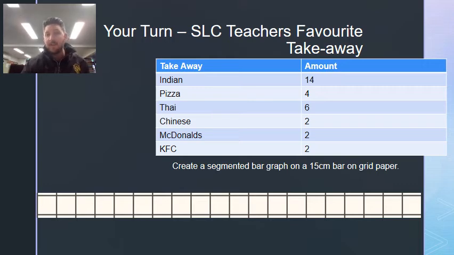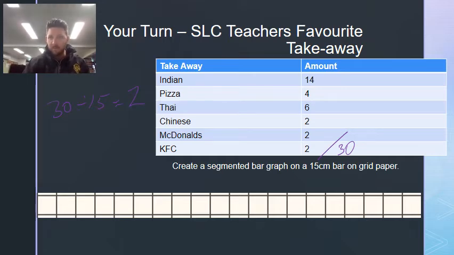Now, if I add those up, I need to find out the total to start with. I know that my total, if I add all those up, is 30 teachers. So now, straight away, I need to work out how many teachers are going to take up each centimetre of this 15 centimetre bar that we're going to have. If I've got 30 teachers, I've got 15 centimetres. Straight away, I know that I've got 2 teachers per centimetre.